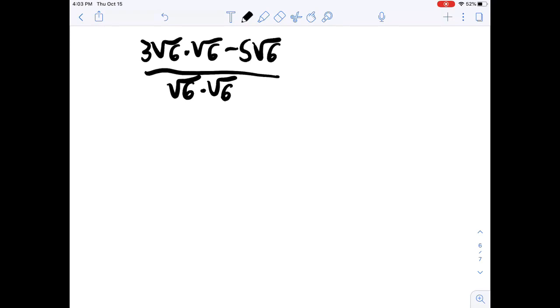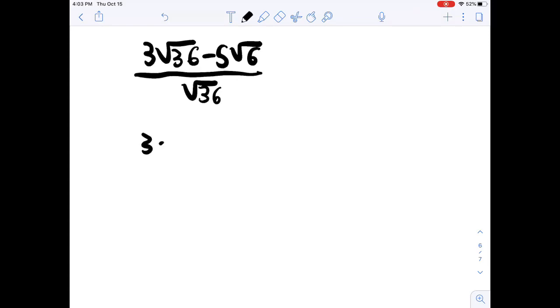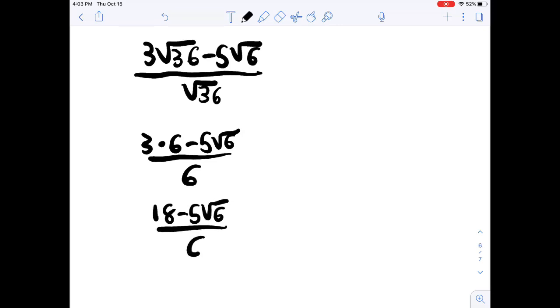and then from here it's 3 times the square root of 36 minus 5 times the square root of 6 over the square root of 36. And this just simplifies to 3 times 6 minus 5 times the square root of 6 over 6. And then this is what we get in the end. Now let's look at this example.